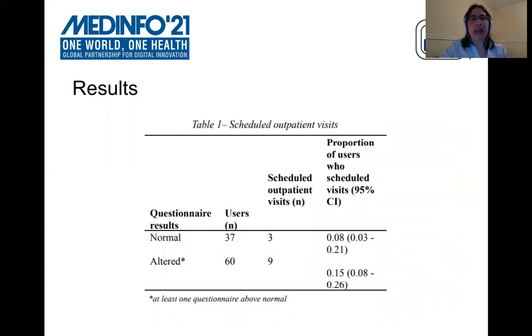Here we can see this table. From the 97 users that completed the self-reported questionnaires, 12 users scheduled visits to dermatologists or rheumatologists. This table shows the proportion of users that scheduled visits grouped by questionnaire results, being normal or altered. 15% of patients with altered questionnaire scores scheduled outpatient visits, compared to 8% with normal questionnaire results, although this difference was not statistically significant in our sample.